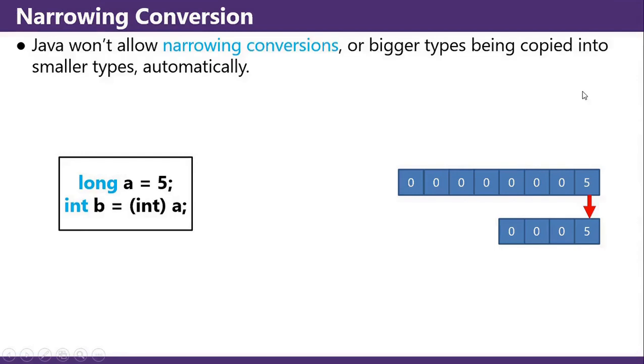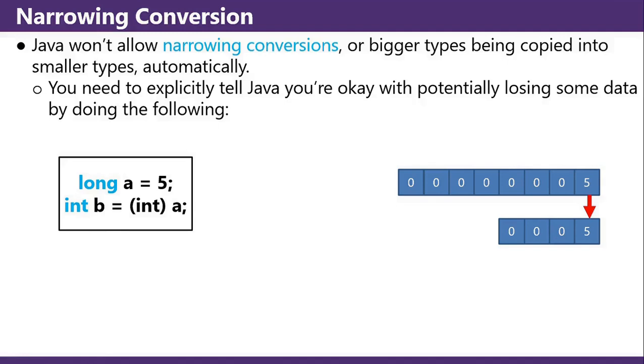Narrowing conversion. Java won't allow narrowing conversions, or bigger types being copied into smaller types, automatically. You need to explicitly tell Java you're okay with potentially losing some data by doing the following. long a equals 5, int b equals parentheses int a.